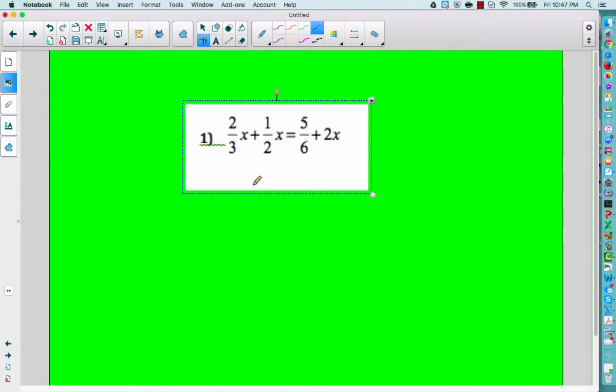But look at this one. This one's got fractions all over the place. Well, you can't multiply by a reciprocal here, and you could try to add the fractions, but why would we even want to? So there is a process called clearing fractions.